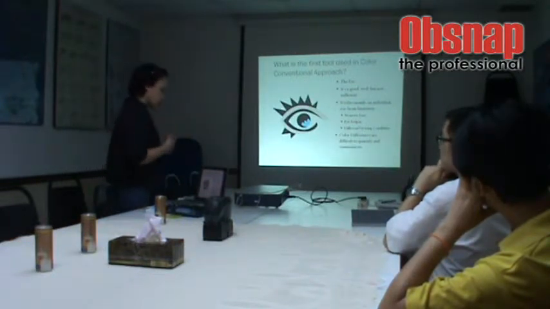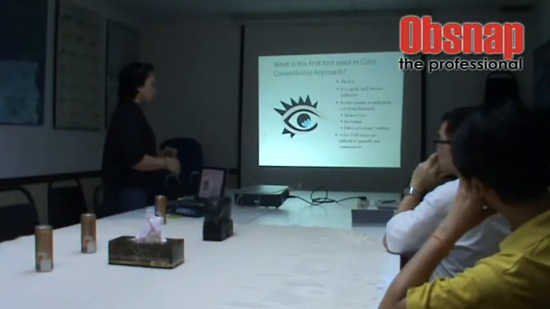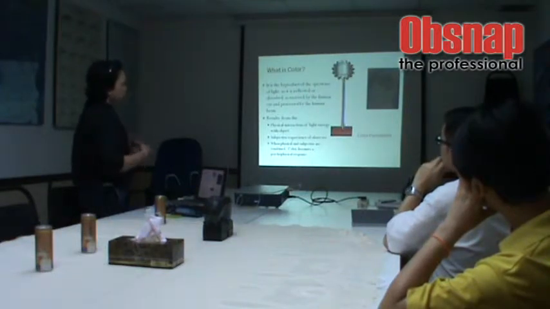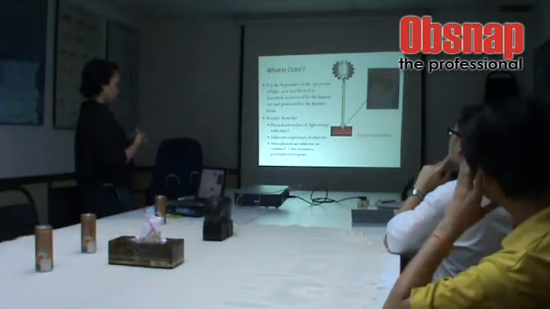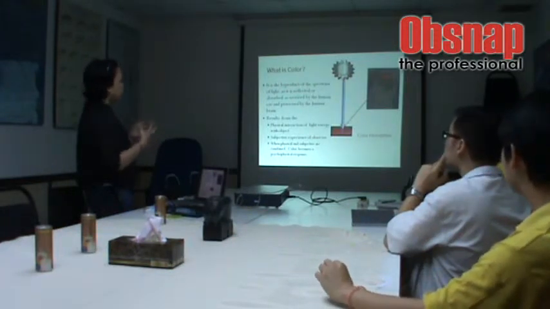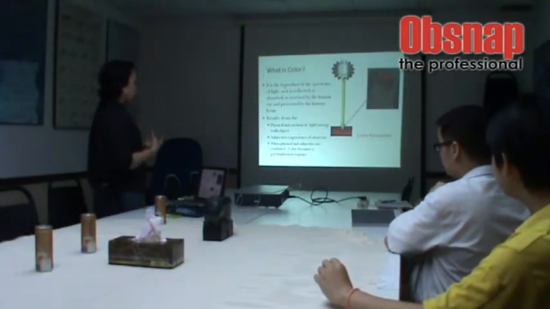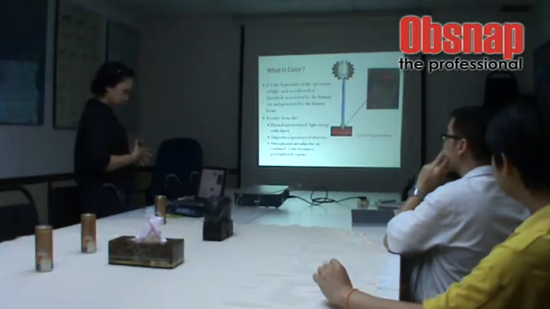Unless you make some kind of a way or a method to be able to communicate the color difference. So if we try to understand what is color, if we use the meaning from the word color, it is the byproduct of the spectrum of light that is reflected or absorbed, as you see by the human eye and processed by the human brain.